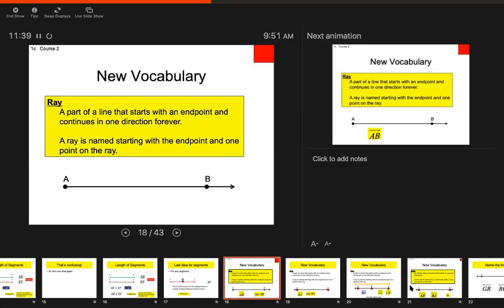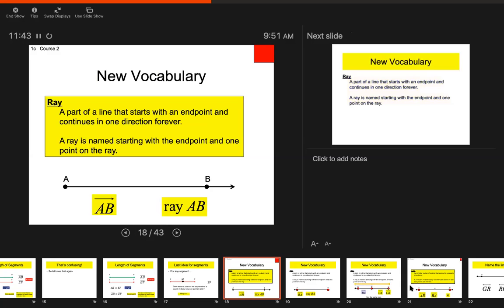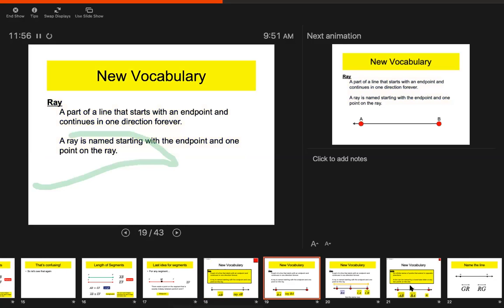Okay? And I do mean any point. AB, that's called ray AB right there. Ray AB. That means it starts at A and goes to the right forever, never stops. The arrow at the top doesn't mean it goes to the right. It can go to the left, it can go up, it can go down. Our symbol always points to the right.